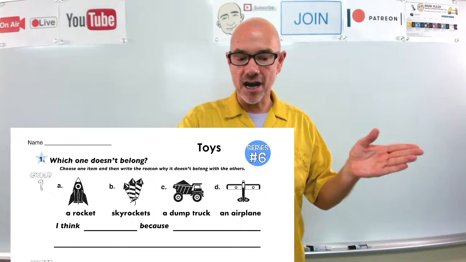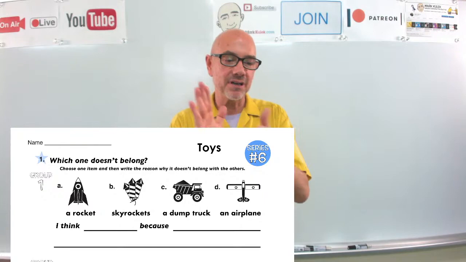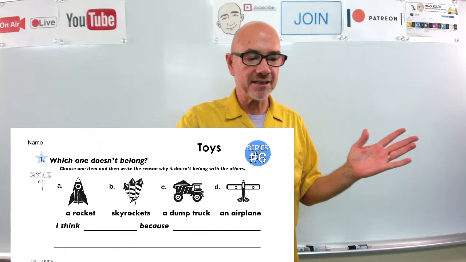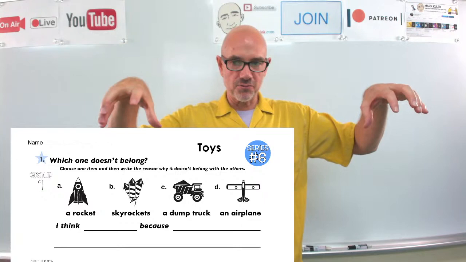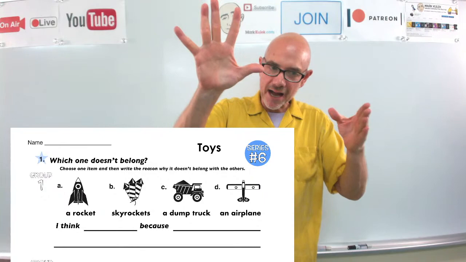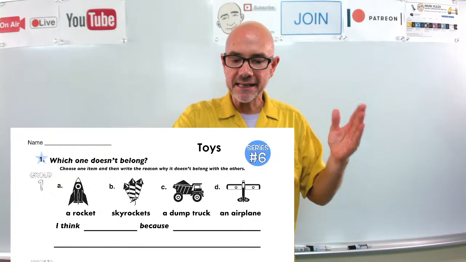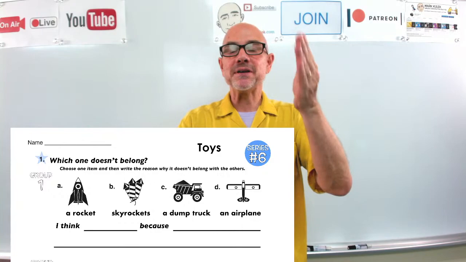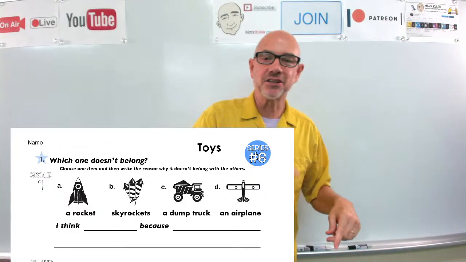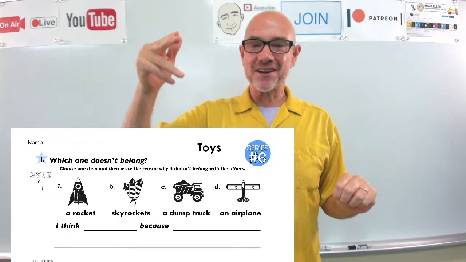Yes, gosh, these are all toys. They're all toys, yeah. Andy says, I think a dump truck because it has four wheels. Okay, yes, there are many different answers, right? So a rocket has no wheels. Skyrockets don't have wheels. An airplane has maybe three wheels, or maybe five. So maybe an airplane has five wheels, but a dump truck has four wheels. That's good. Okay, Hafuz says, I think a dump truck because it cannot fly in the sky. Yeah, that would be very strange to see a dump truck fly in the air. You would be amazed. Wow, look at that dump truck. It's flying in the sky. Wow, I can't believe it. That would be very, very strange.